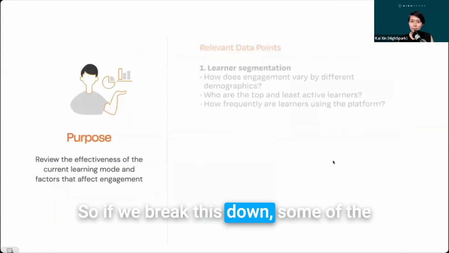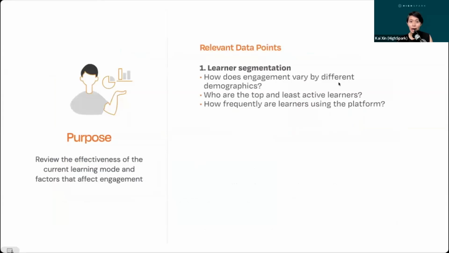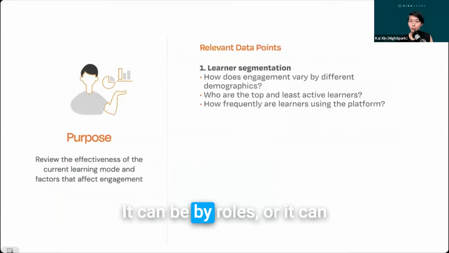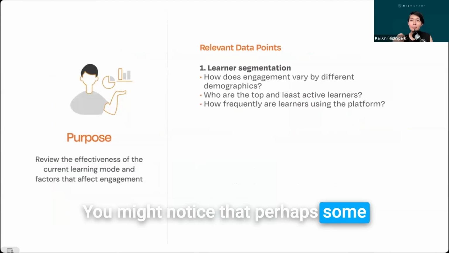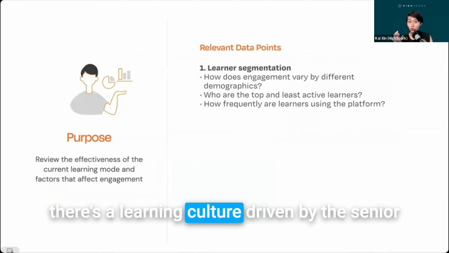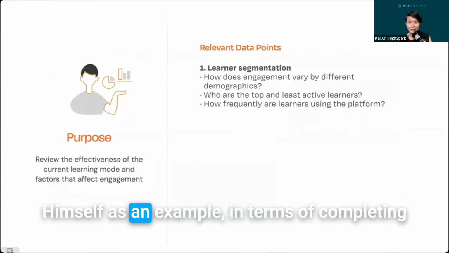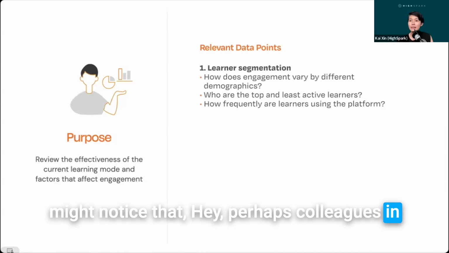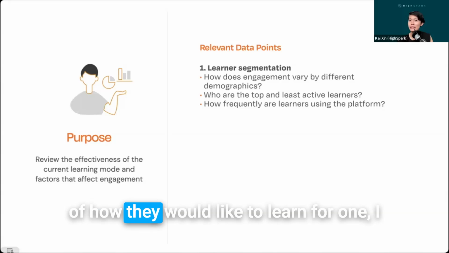If we break this down, some of the relevant data points we might want to look into would be learner segmentation. How does engagement vary by different demographic? It can be by departments, by roles, or even by seniority. You might notice that perhaps some departments are more engaged because there's a learning culture driven by the senior leaders, who set themselves as an example by completing certain courses or projects. Or you might notice that colleagues in certain regions are not so engaged because there is a different preference in how they would like to learn.